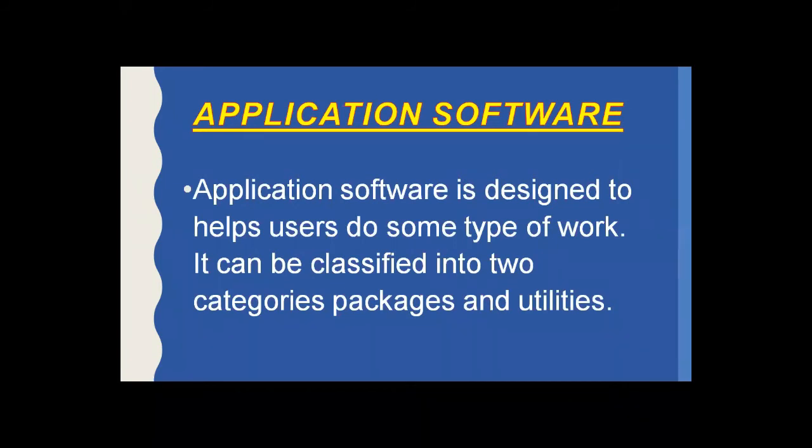It can be classified into two categories, packages and utilities. Here we have two different further classifications of application software. We will discuss which types of applications are packages and utilities, and which type of task or work we can perform in our application software.